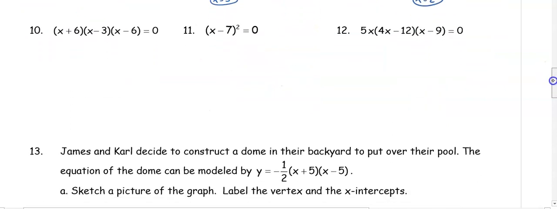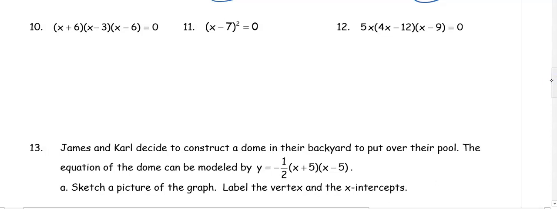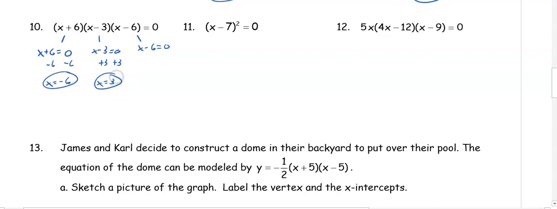In number 10, we also have 3 x's, so each of those is going to get set equal to 0. X plus 6 equals 0. X minus 3 equals 0. And x minus 6 equals 0. So we can subtract 6 from both sides, so x equals negative 6. We can add 3 to both sides, so x equals 3. And we can add 6 to both sides, so x equals 6.